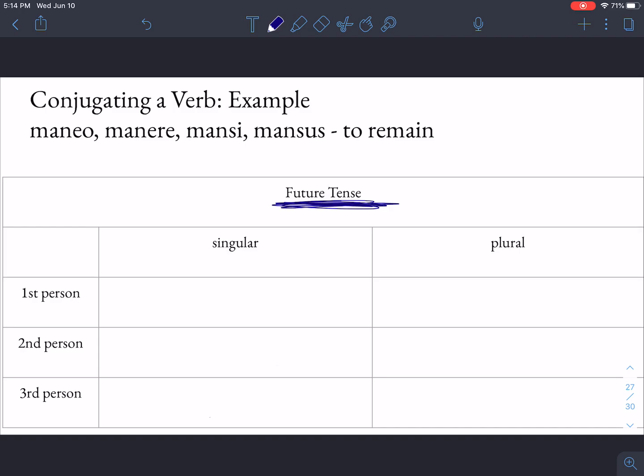You go to the second principal part, the infinitive that ends in re. Drop the re, and what's left with you is the stem of the verb. So we've got our stem. Now let's add our appropriate future tense endings.